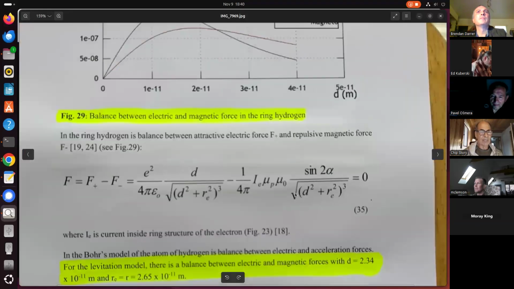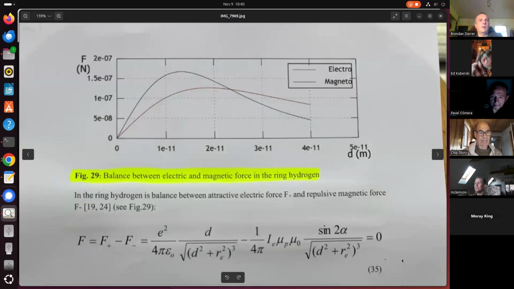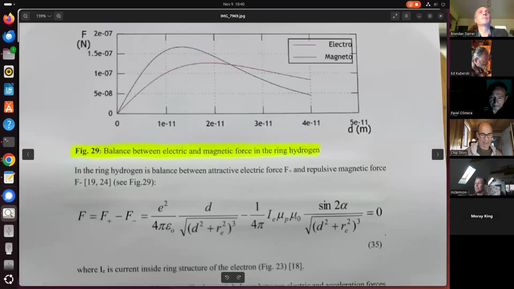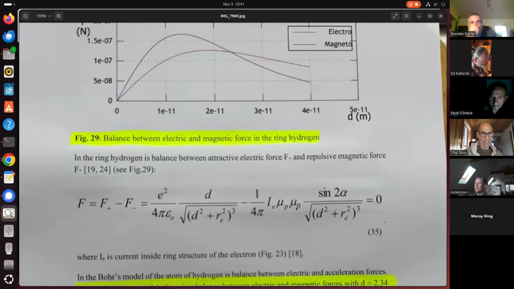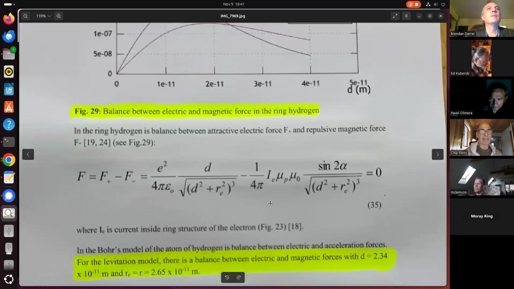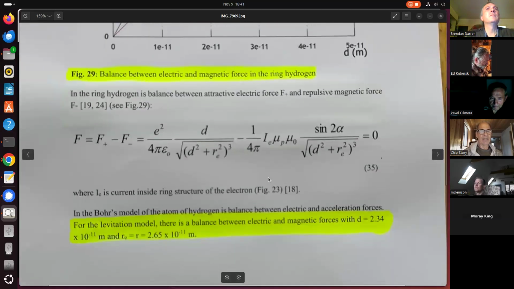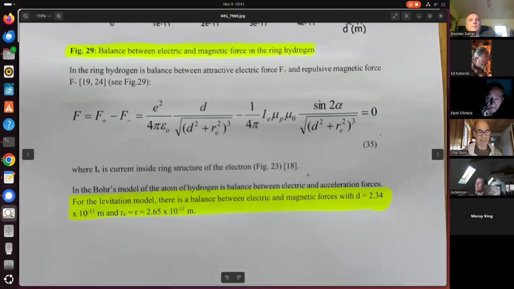All right, figure 29, the balance between electrical and magnetic force in the ring hydrogen. Okay, this is the engine room. Okay, and the ring hydrogen is in balance. In the ring, hydrogen is balanced between the attractive electrical force F and the repulsive magnetic force F. And that's why the toroid is so important. It is imparting self-emergent stability. Yeah. And levitation, in Pavel's words. Yep. If it's not stable, it sure isn't going to levitate.